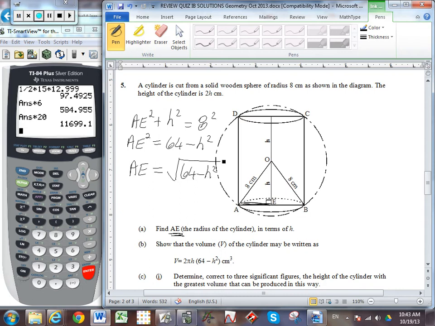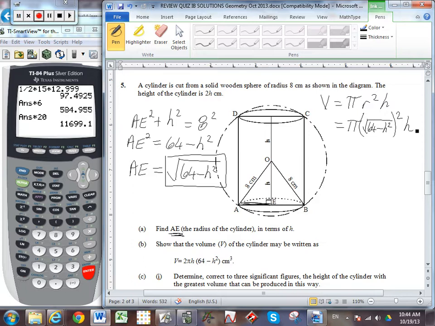Part B, show that the volume may be written as volume equals, the volume of the cylinder. Right, well we know that the volume of a cylinder is always the area of the base, pi r squared, because it's a circle, times the height. Our radius of the cylinder, well, we found it over here, didn't we? It was AE. And so that's our radius, the square root of 64 minus h squared. That's the radius that we're squaring, times h. And, where did the 2 come from? Pi r squared h. Oh, my bad.